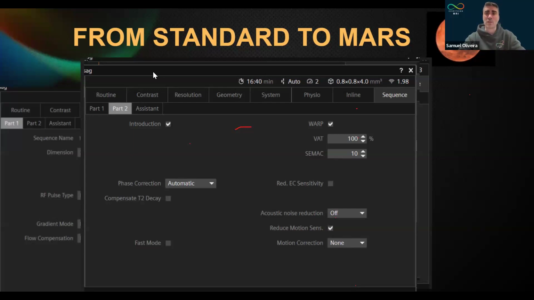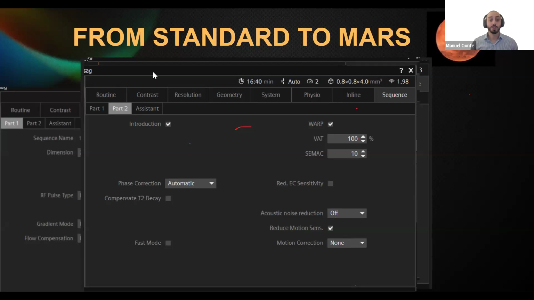Okay, so I think the question was, what is the difference between in-plane and through-plane distortion? The in-plane distortions are the distortions that happen in the frequency encoding direction. The through-plane distortions are the artifacts that happen when you scan a 2D sequence, for example a turbo spin echo sequence, and you have 15 slices. The slice that has the metal inside, you don't get the artifact only in that slice, but also in the slices nearby.